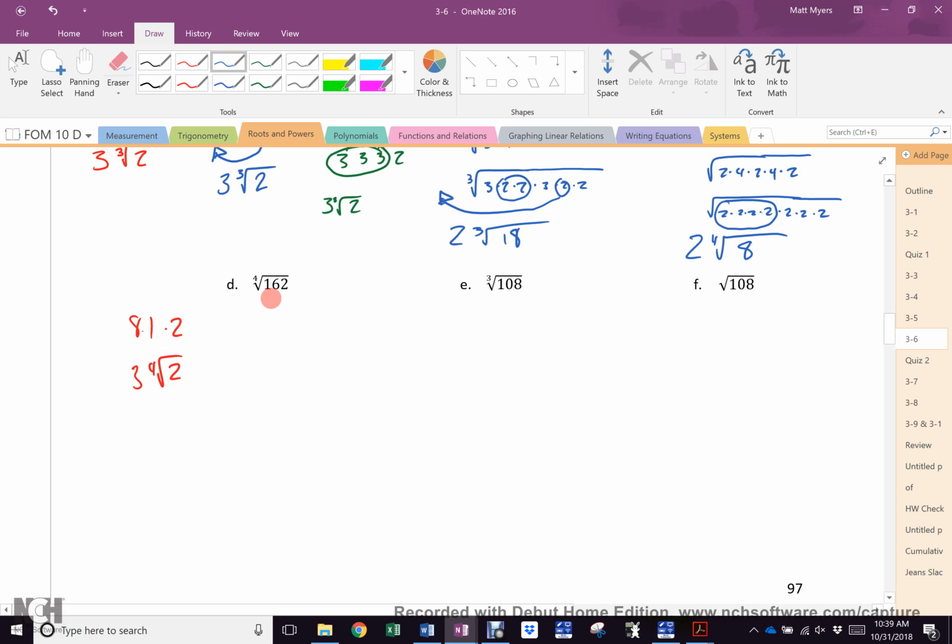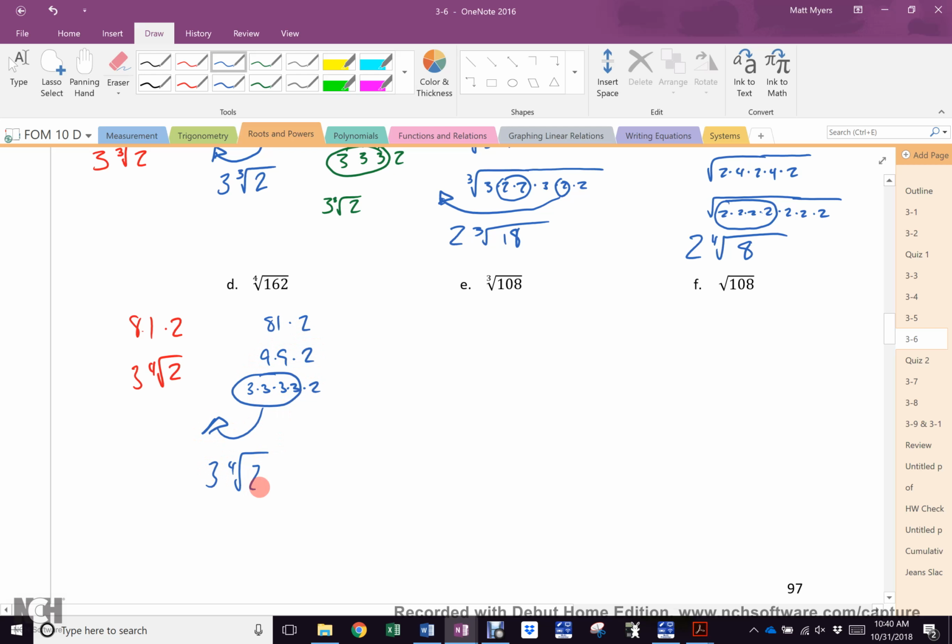Probably not many. So you break it down. 81 times 2. Nothing there. 9 times 9 times 2. Now some of you could stop there because right there you're going to see, oh, that's 3 and 3 and that's 3 and 3. There's my group of 4. But if you don't see it there, you would break it down again. Oh, there's my group of 4. Out comes the 3, 4th root, and a 2 was left under there.